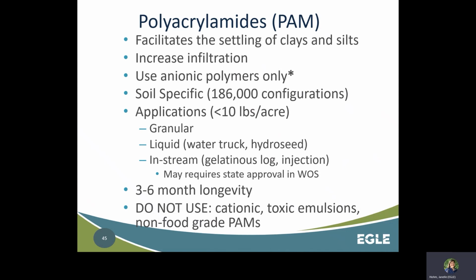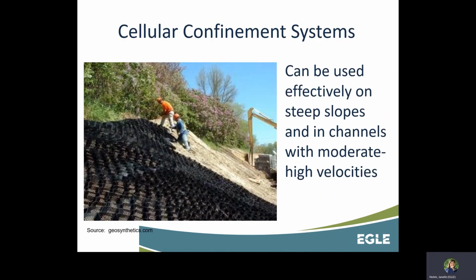In some cases, vegetation alone is not sufficient to permanently stabilize a slope. Cellular confinement systems are a permanent control measure used to stabilize soil on steep slopes or in areas with high velocity of water. Soil is placed in each cell and then the area is seeded.